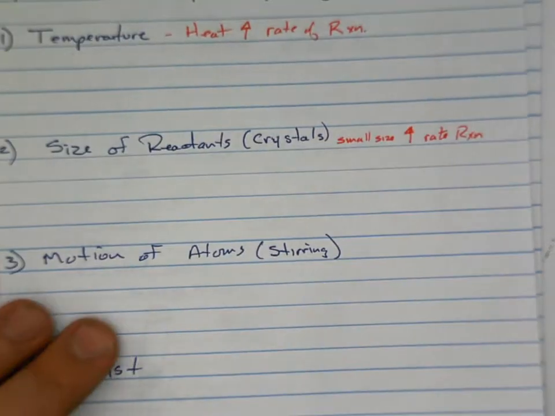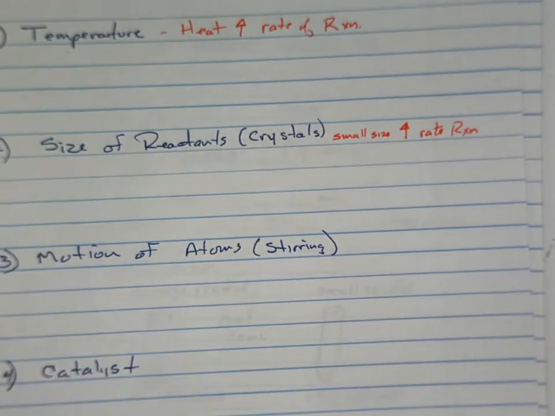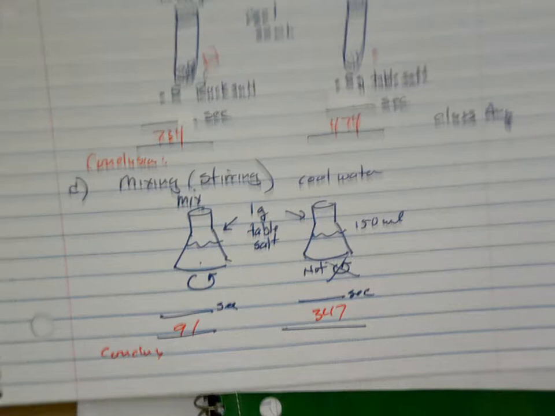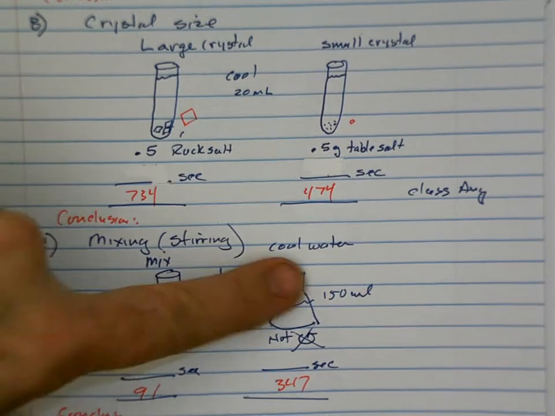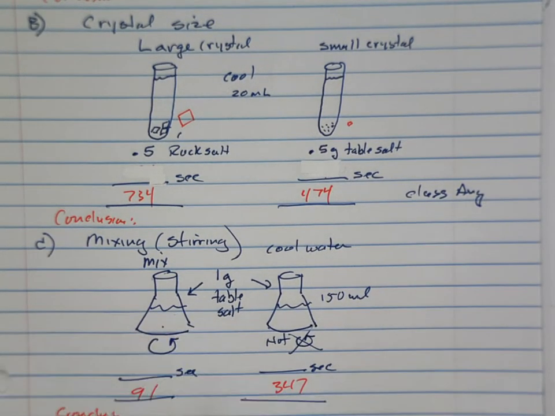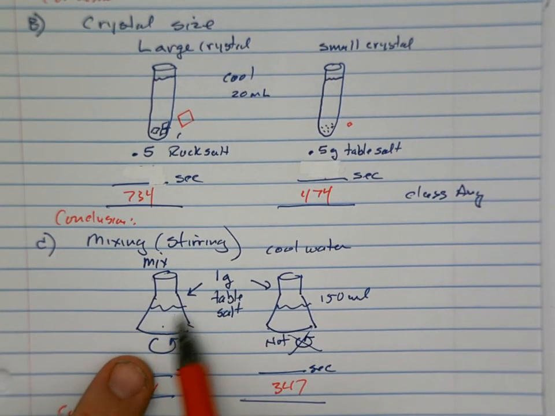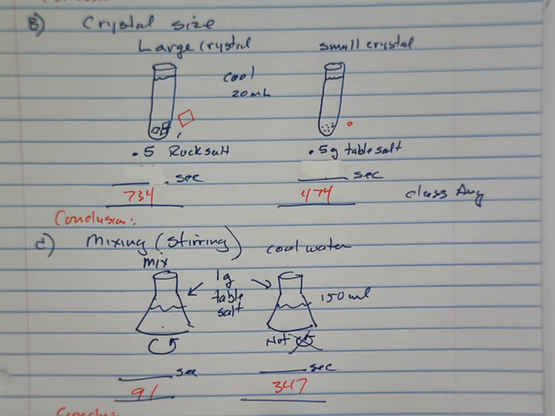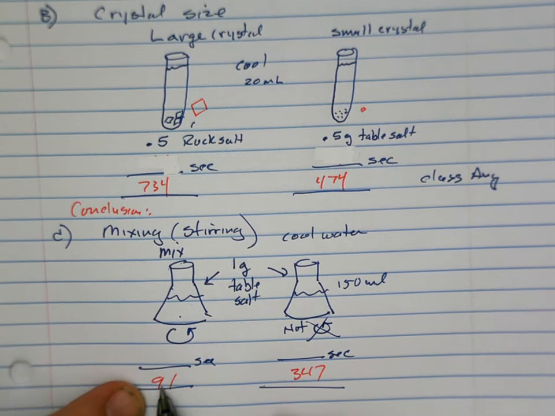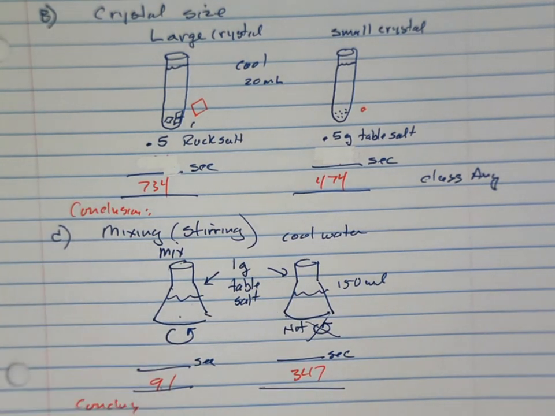Coming back, okay, now we talked about the motion of atoms, stirring, moving them. Well, in ours, let me adjust this, move that out of the way. So we had your flasks. You were to put about 1 gram of table salt in each one. One of them you were to constantly stir. The other one you were not to stir. And what we found out is the one that we stirred, in about a minute and a half, 91 seconds, on average, it dissolved.